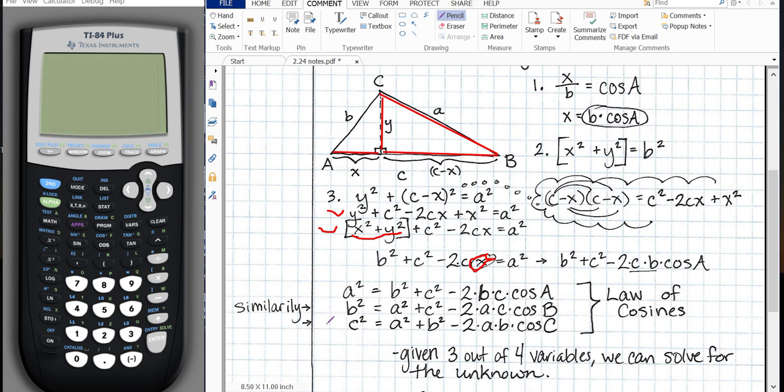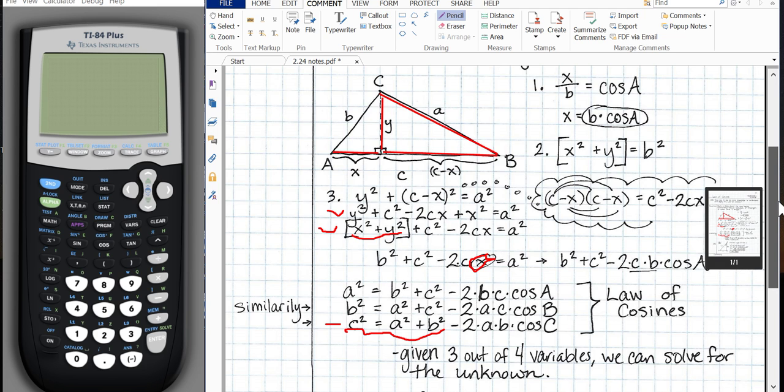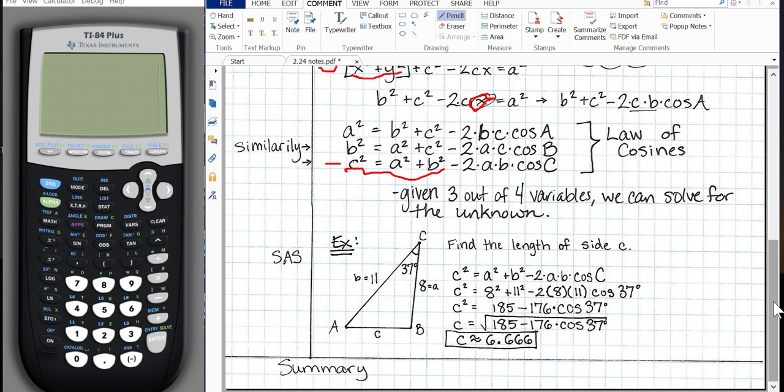This one in particular is a nice one. c squared equals a squared plus b squared minus 2ab cosine c. What does this part look like, right here? Pythagorean theorem, right? Exactly, and that's what we were talking about at the beginning, that non-right triangles still have some very similar relationships to right triangles. So the law of cosines is a modified version of the Pythagorean theorem, just made to work for those non-right triangles.